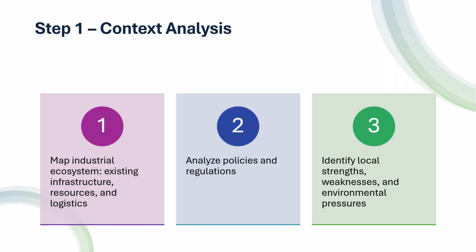So step 1 is the context analysis. First, what you have to do is map the industrial ecosystem, existing infrastructure, resources, and also logistics. You have to map and see what the current industrial ecosystem is. And then number 2, analyze the policies and regulations. What can be done, what cannot be done. And third, identify the local strengths and weaknesses. What are the strengths and the weaknesses of this particular company, and what are the environmental pressures that they are facing, so that we can help to overcome this when we integrate. So this is the first step.